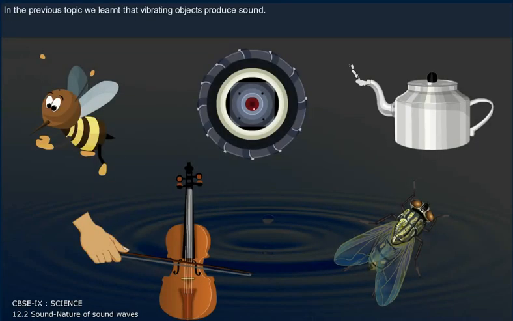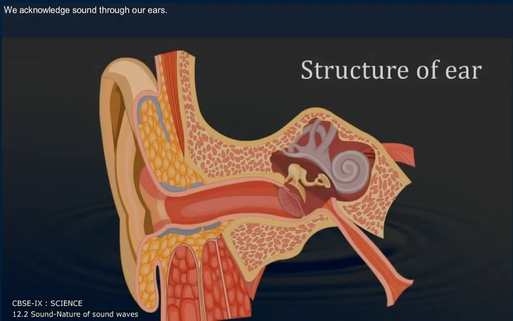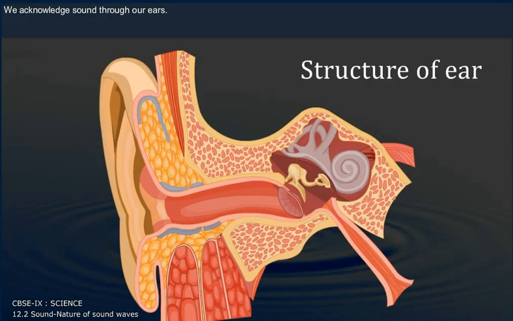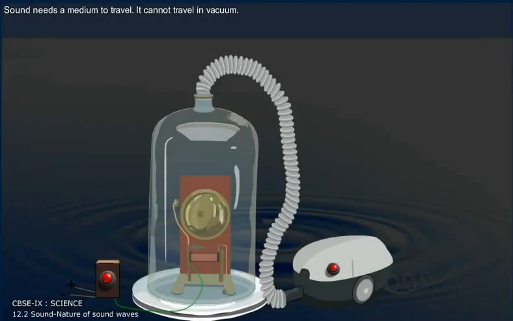In the previous topic, we learnt that vibrating objects produce sound. We acknowledge sound through our ears. Sound needs a medium to travel. It cannot travel in vacuum.